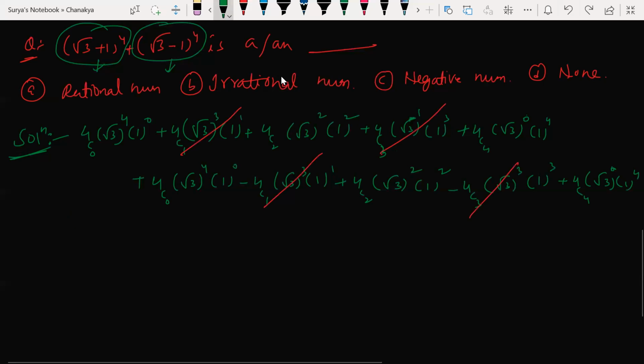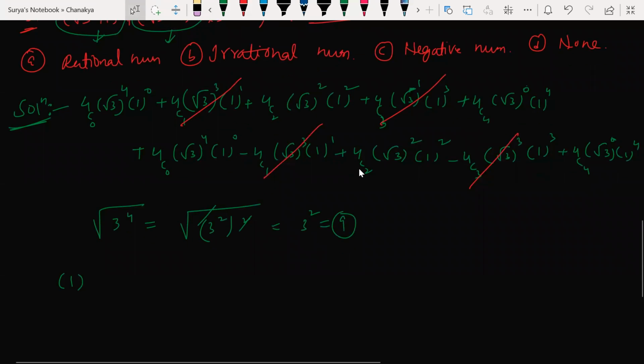4C0 root 3 to the power of 4. How much is root 3 to the power of 4, beta? What is the answer? 9 or not? Look at this. Can I write it like this? Root 3 to the power of 4 can be written as root 3 whole square. Can I cancel like this? 3 square is what? 9. So root 3 to the power of 4 is 9. So 4C0 is 1 into 9 into 1, plus 4C2, the answer is 6.